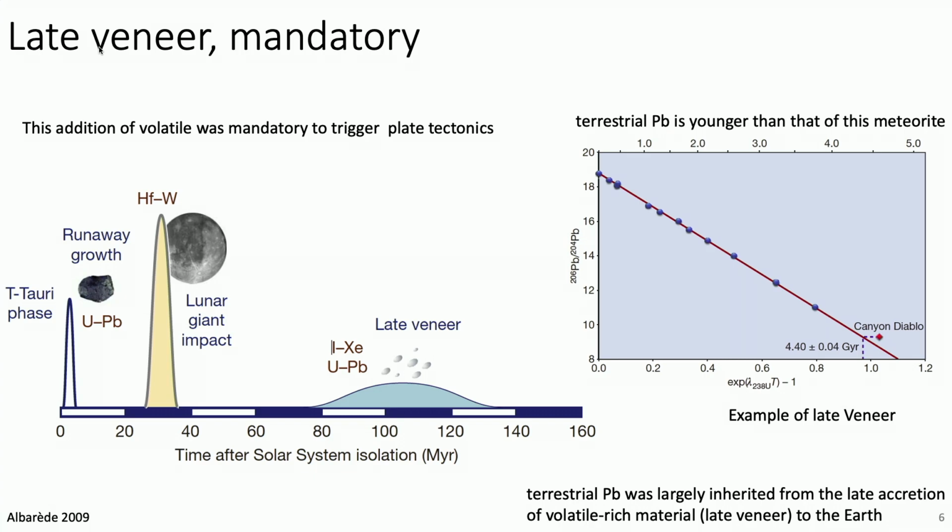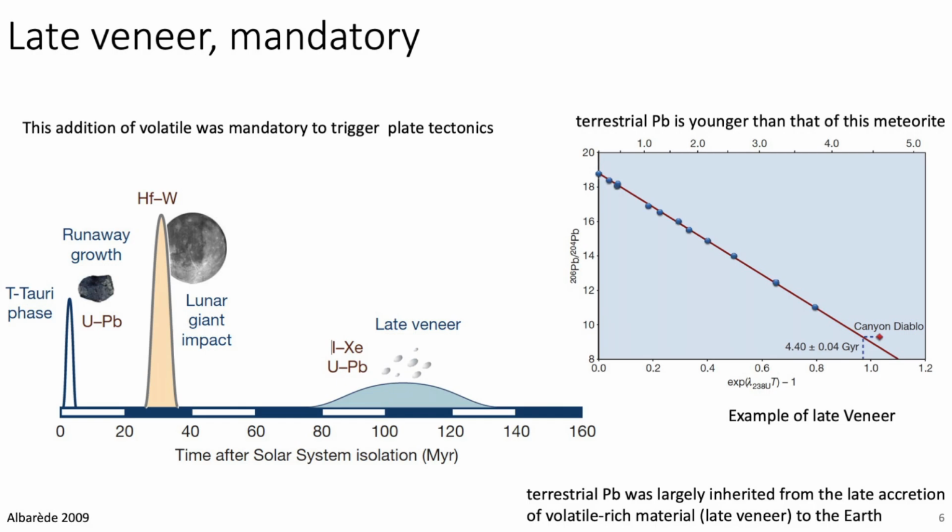So that's basically this age that we find here. So that's the example for lead. That's easy to measure thanks to, well, easy. I don't do those measurements, so I can say that it's easy. So the terrestrial lead was largely inherited from the late accretion of some materials that was volatile rich.